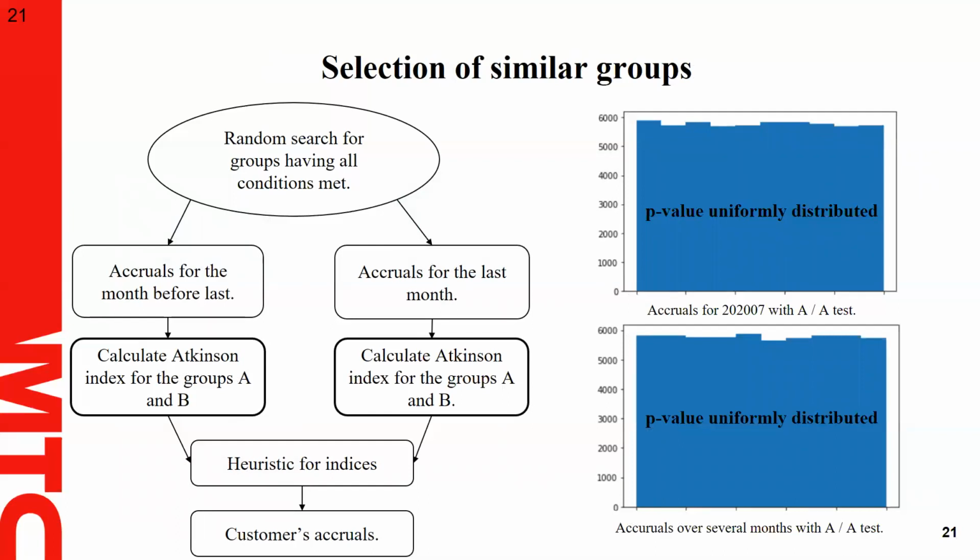As you can see on the right, the p-value is distributed evenly over the accruals that were for the next month and for the average charges that were in the following months. That is, we counted the Atkinson index for the month before last, averaging them over the last month, and evaluated them after that. We looked at the accruals for the next month and for the following months. The index worked well here too.